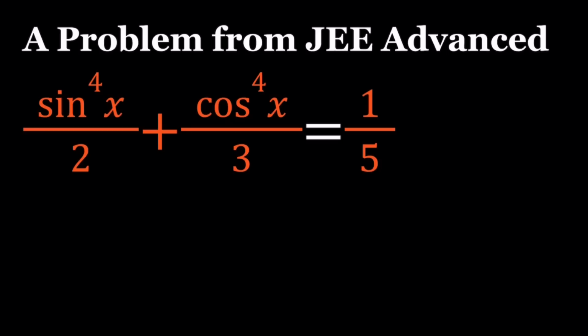from. So we have sine x to the fourth power divided by 2 plus cosine x to the fourth power divided by 3 equals 1/5. And we're going to be solving for x values. Let's go ahead and do the following.